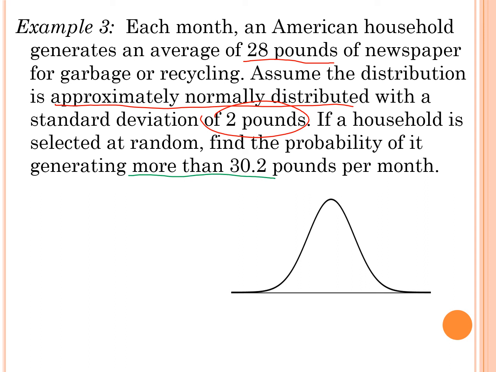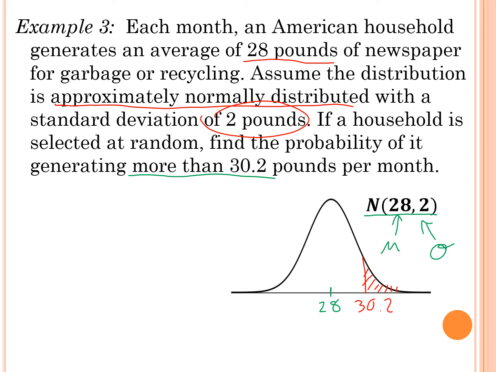So we have this distribution here. We know that the average is 28. That's going to go right in the middle. The actual distribution we would write like this: N parentheses 28, this is the mean, 2, which is our standard deviation. We're trying to find what's the probability that we end up with 30.2 or more if we randomly select a household and find out how much newspaper they recycle.